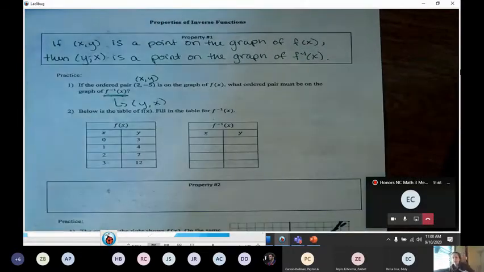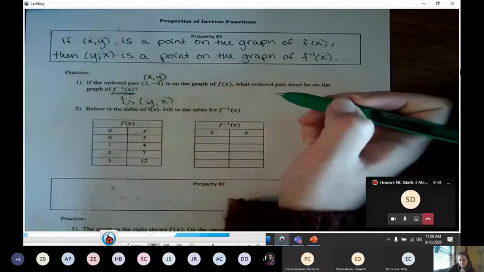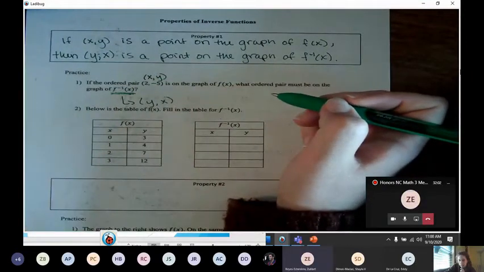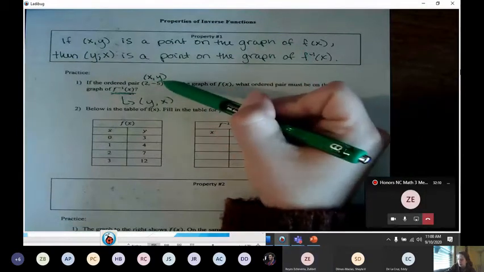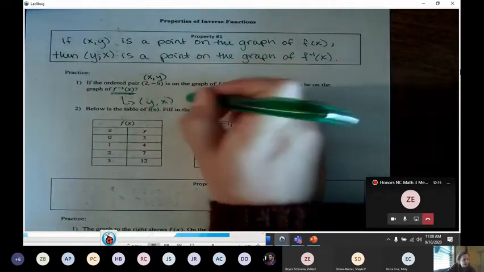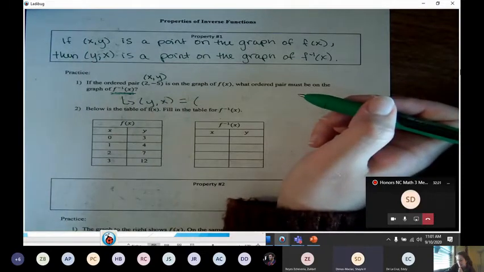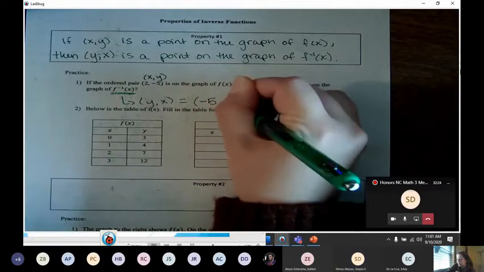So, Shayla, are you there? Yeah. Okay, so if 2, -5 was my point on f, what should this point be? The y, x point. Rachel. I don't know. Okay, so x was 2, y was -5. So I want to list y first and then x. So what am I going to write? -5, 2. There you go. Perfect. Thank you so much.